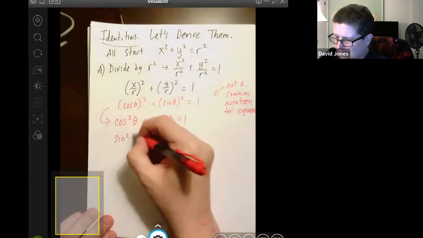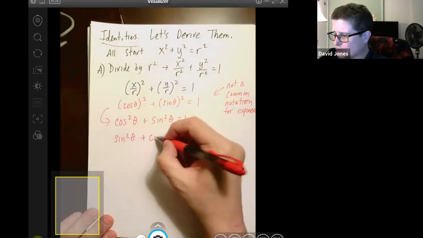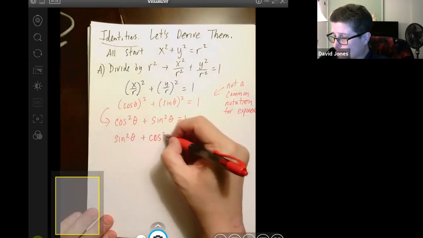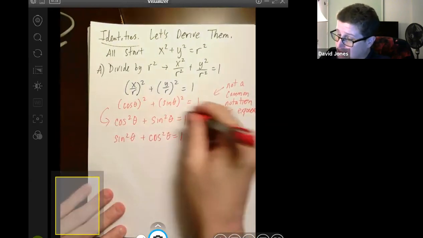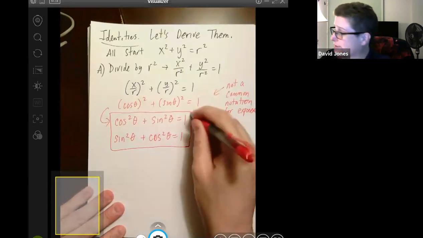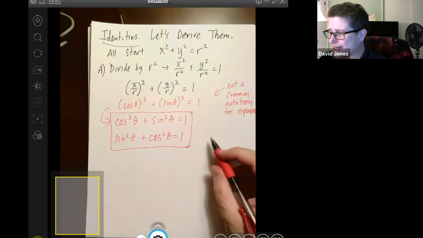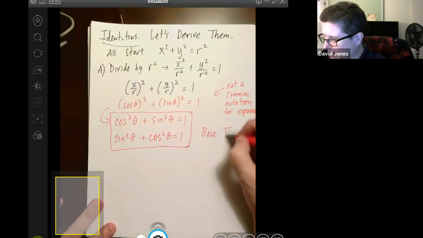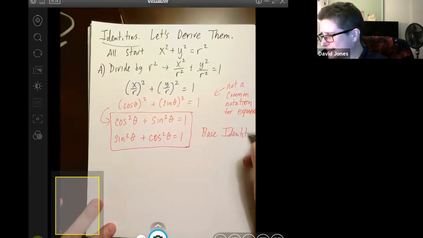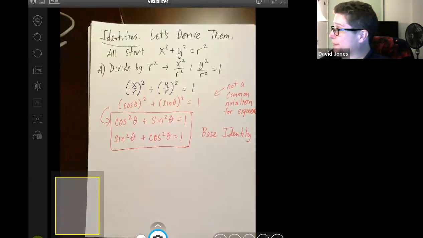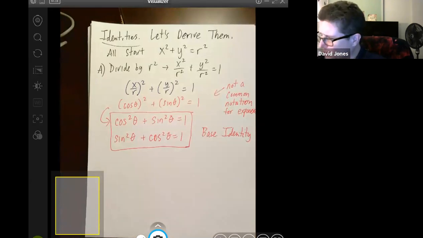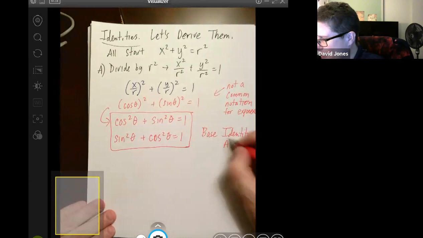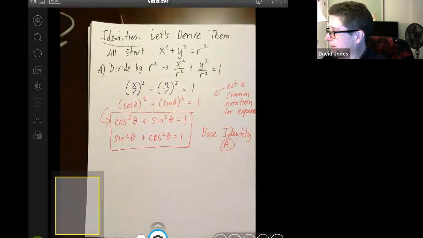Alternatively, I don't know why I remember sine squared theta first. Both of these work. I just changed the order of them. This is one of the identities. This is the base identity. I don't think that's the official name, but everything else comes from it. Okay. Let's call this equation A, sine squared theta plus cosine squared theta equals 1.